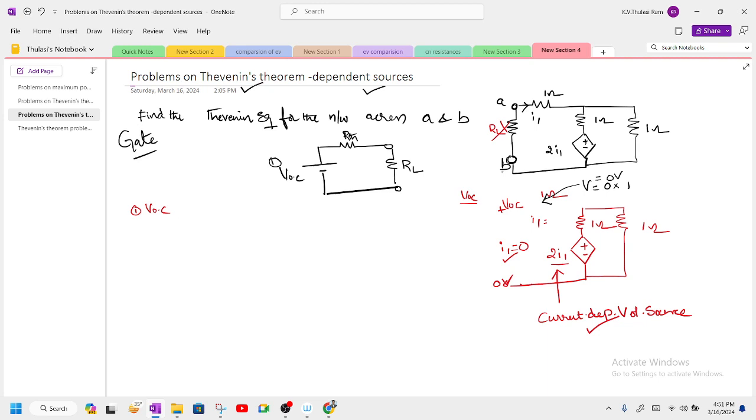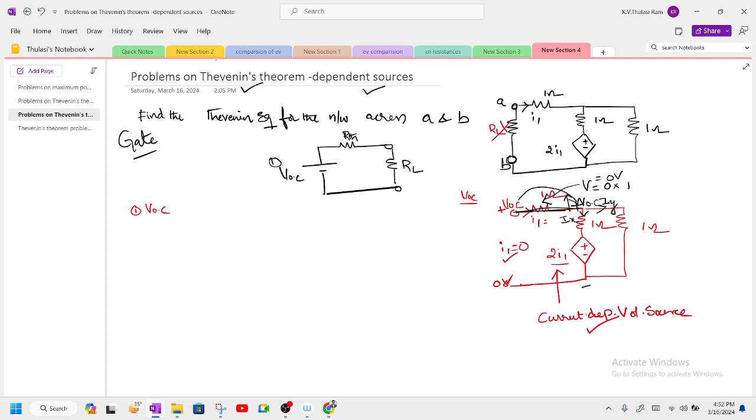The voltage is 0, these two are shorted, and this VOC will be available here. This is positive VOC and this is negative VOC. That's how this node voltage and this node voltage are the same. So now let's find this VOC. Let's mark two currents. I'm going to apply nodal analysis, assuming this node voltage is of high potential, the current in this branch is Ix, and the current in this branch is Iy.